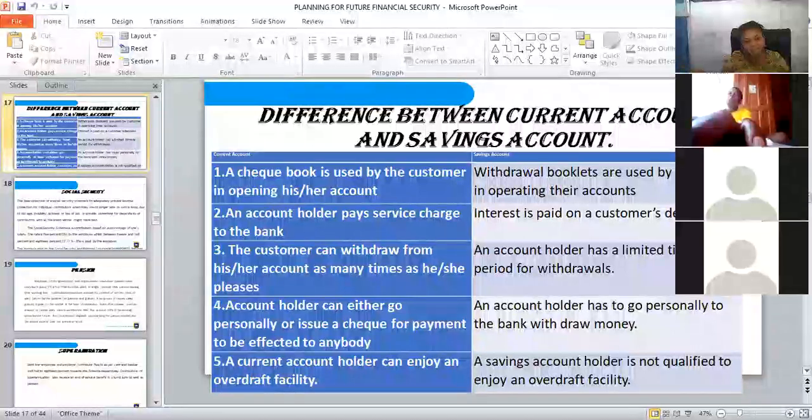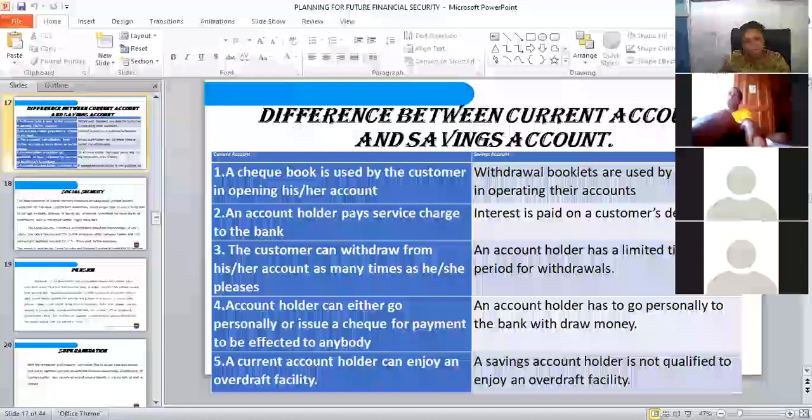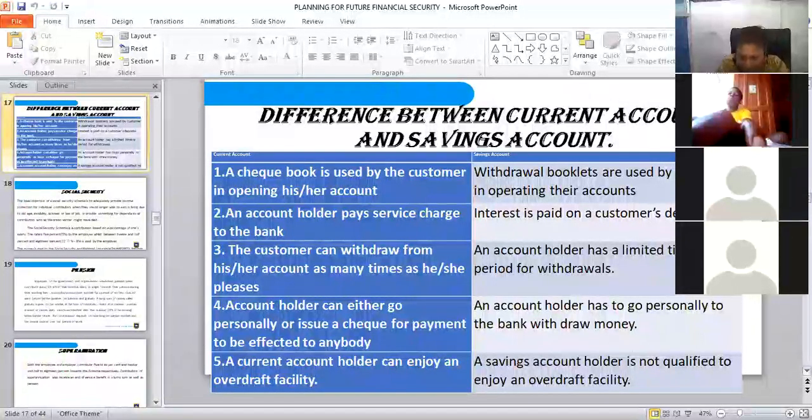Yes, it's a difference. In fact, that was the second point I gave. With a current account, an account holder pays a service charge to the bank, but with the savings account, interest is paid on the customer's account. So it's a difference between the current account and the savings account. Are you clear with that? Yes, madam. Okay.